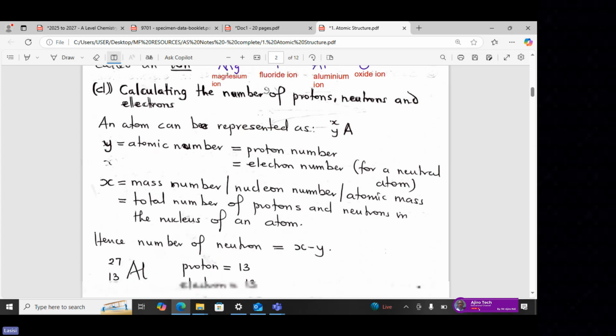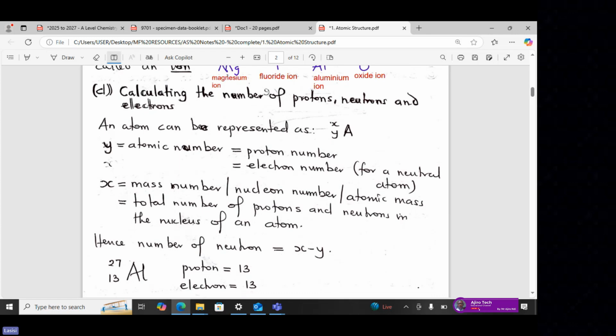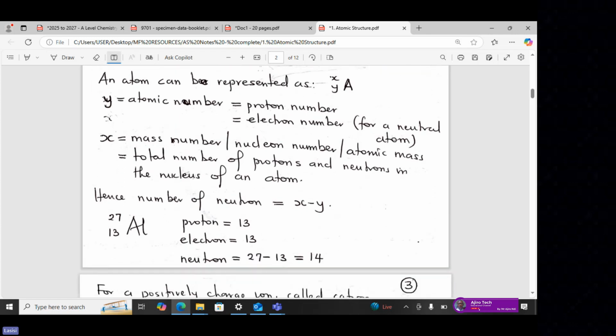Now, I've explained this to you already: how to find proton number. We did it at that time. Am I right? Proton here is 13. Electron is also 13 because it's neutral, but neutron is now 27 minus 13, which is 14. Am I right?